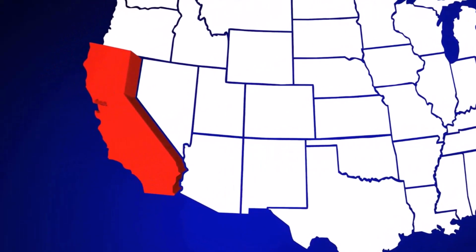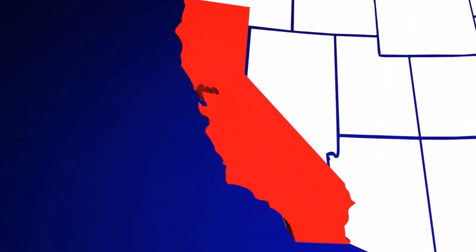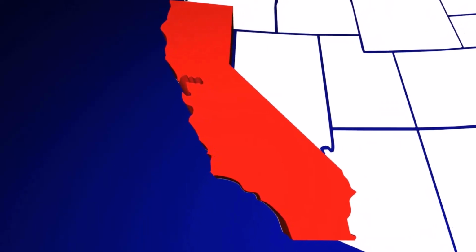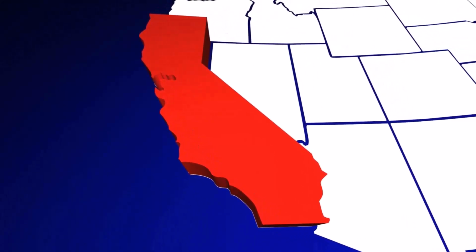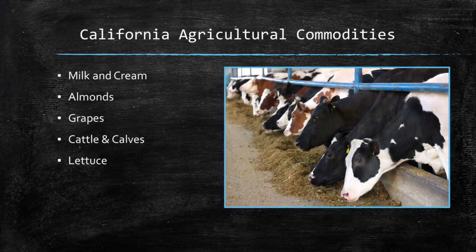Now, California agricultural commodities that you're going to see us be very familiar with here in our state are things like milk and cream. So we're a very, very big producer of raw milk or just wholesale milk. We are a huge producer of almonds, grapes, and then cattle and calves, and then lettuce.